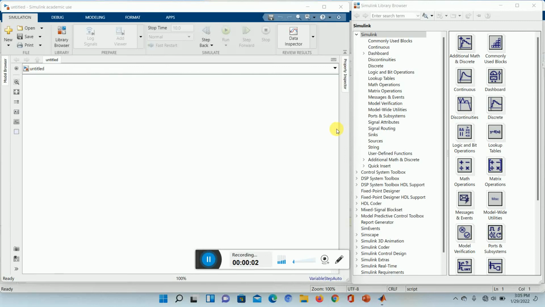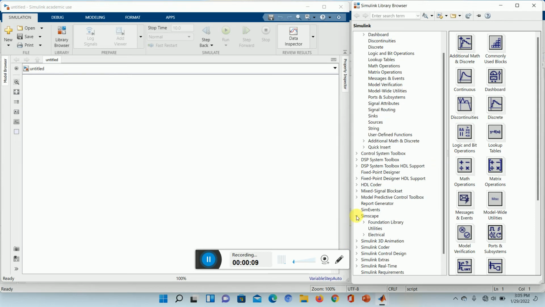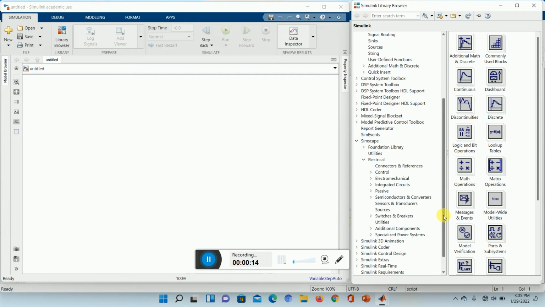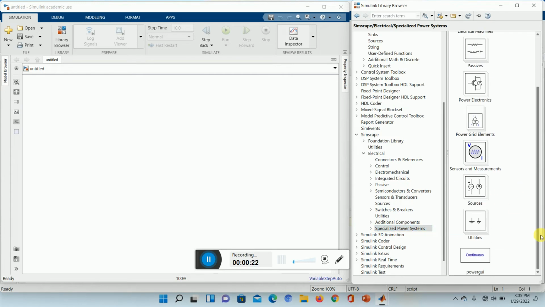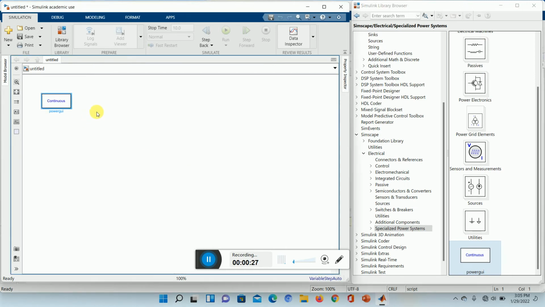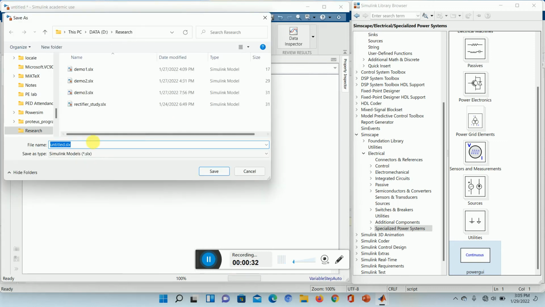Let's start with the simulation of single phase full wave rectifier. Simscape, electrical, specialized power system, continuous power GUI. Let's save it. Wave rectifier.